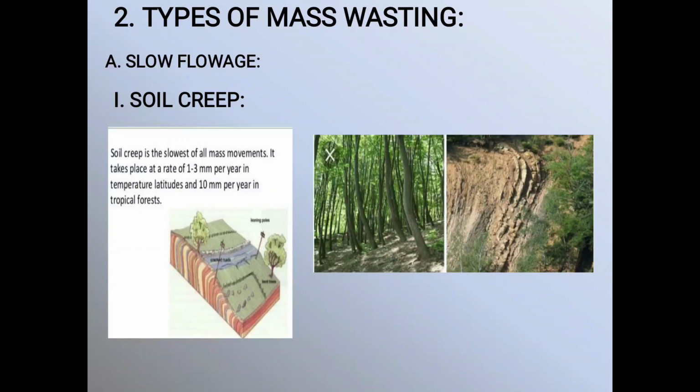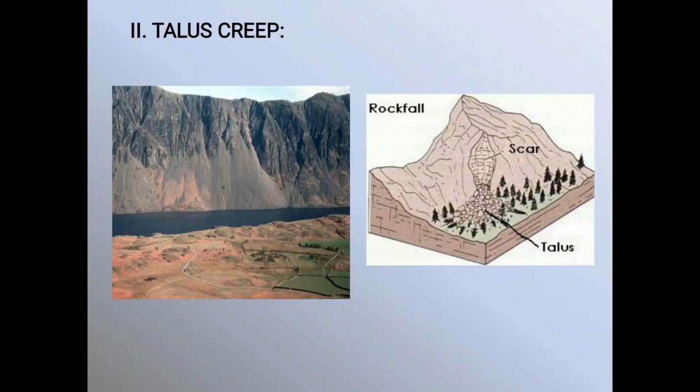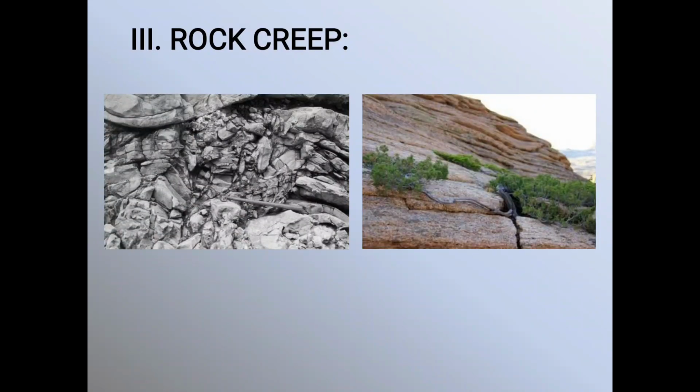Now, second is the talus creep. Talus is generally regarded as a synonym for scree. Talus creep is the slow downslope movement of rock fragments or scree, the accumulation of fragment rock waste below a cliff or rock face. Number 3 is rock creep.